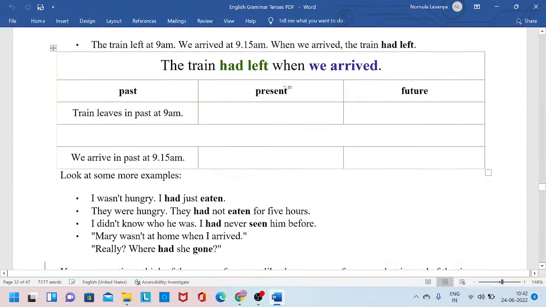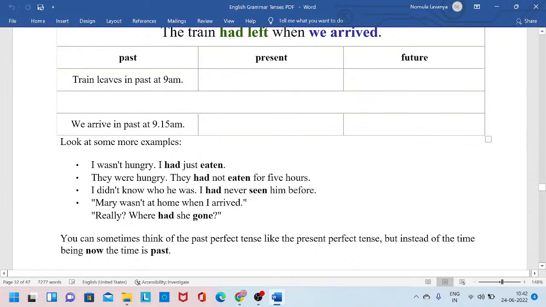So look at some examples now. I wasn't hungry, I had just eaten. They were hungry, they had not eaten for 5 hours. I did not know who he was. I had never seen him before. Mary was not at home when I arrived. Really? Where had she gone? So see, in all the above sentences the action has already been done.